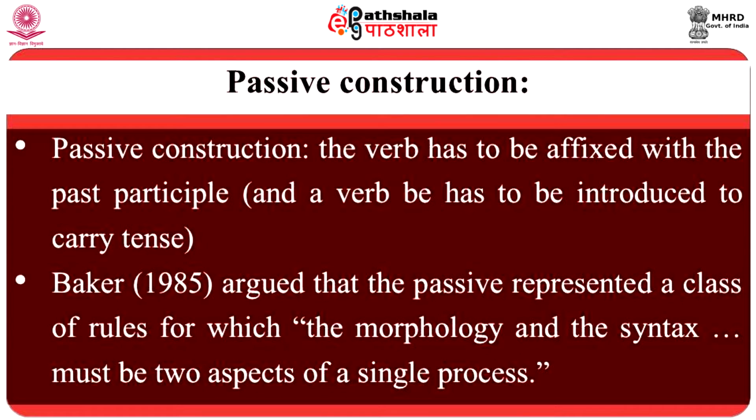Let us first have a look at passive construction. A syntactic operation like the passive, which moves a noun phrase into the subject position from a lower position in the sentence, has a morphological operation associated with it, namely, the verb has to be affixed with the past participle and a verb be has to be introduced to carry tense. This past participle morphological marking on the verb of the passive was at first simply stipulated as part of the rule. Baker 1985 argued that the passive represented a class of rules for which the morphology and the syntax must be two aspects of a single process. He gave two examples to support this.